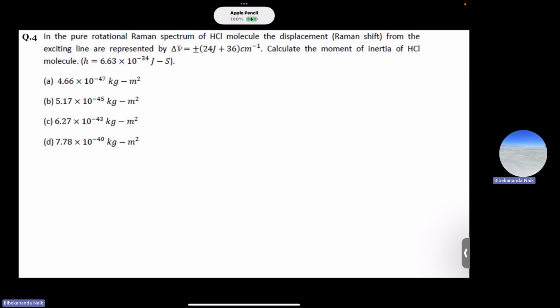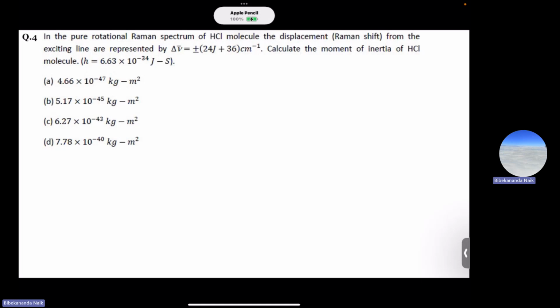So there is a particular formula which we will compare with the given formula, and from that we will find out whether this transition corresponds to Stokes line or anti-Stokes line or whatever it may be. Then from that particular value we will find the moment of inertia.